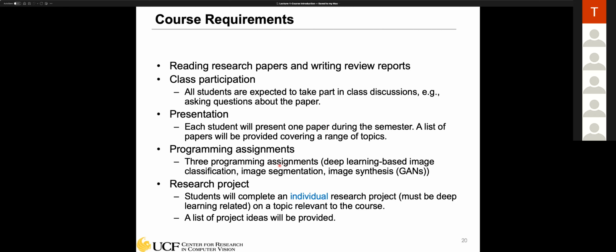And next is the programming assignment. We'll have 3 programming assignments. The topics I already put here. First will be deep learning based image classification, right? For example, we will use COVID-19 CT images to classify whether this is a positive or negative case. Okay. And the second assignment will be image segmentation. We'll use a CT image and do the segmentation.